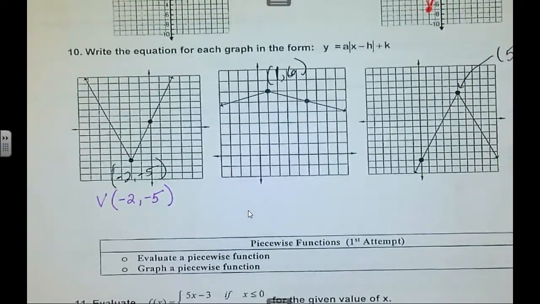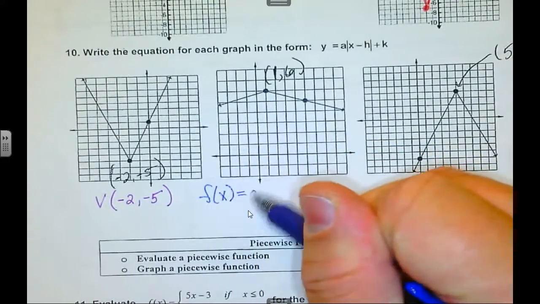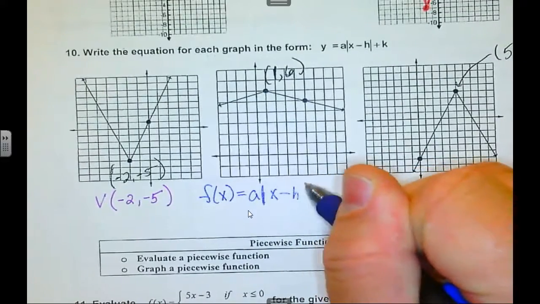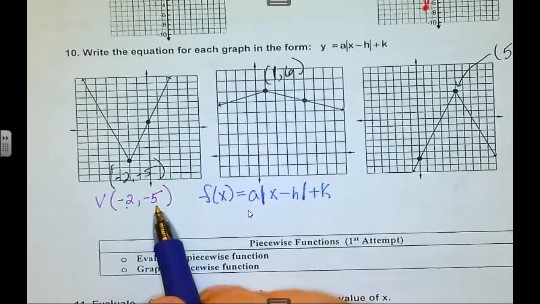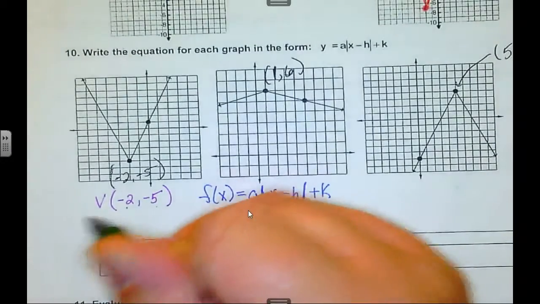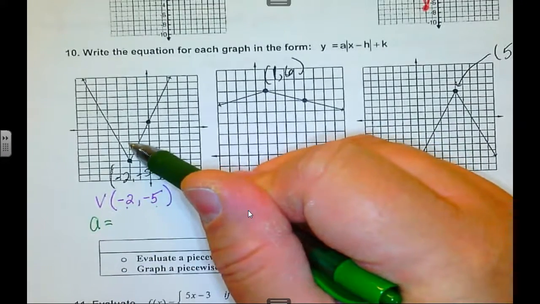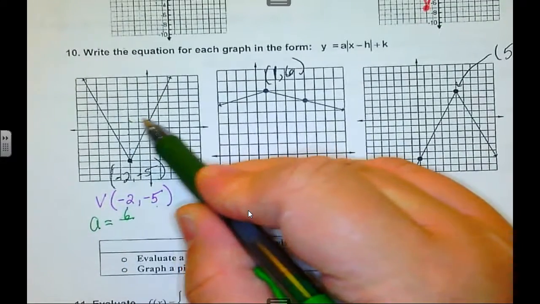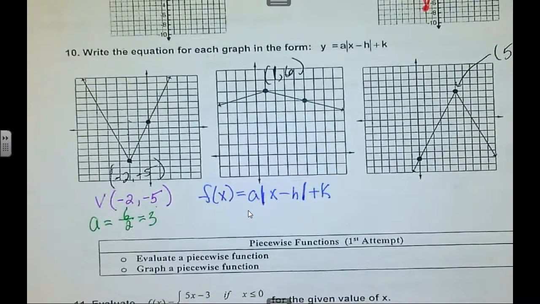Let's see. I'm plugging it into f of x equals a times the absolute value of x minus h, plus k. I have my h and I have my k. I need my slope. So my slope is up 1, 2, 3, 4, 5, 6, and over 2. So my slope is 3. I think I got everything right.